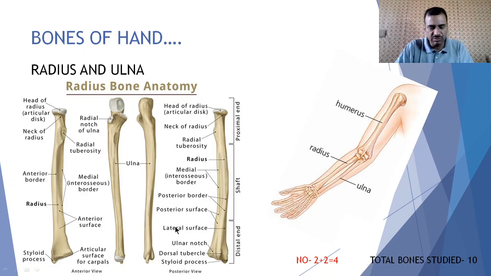Another feature by which you can identify them is that in our hand the radius is towards the thumb. So this is the thumb, and this is the radius, and towards the little finger there is the ulna. In this way you can identify them.